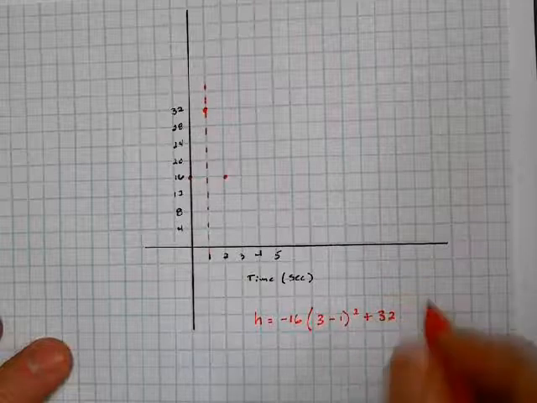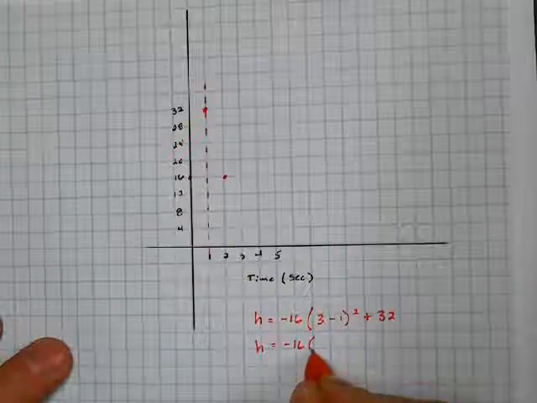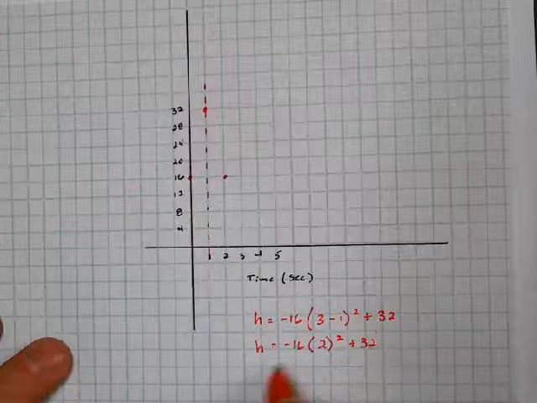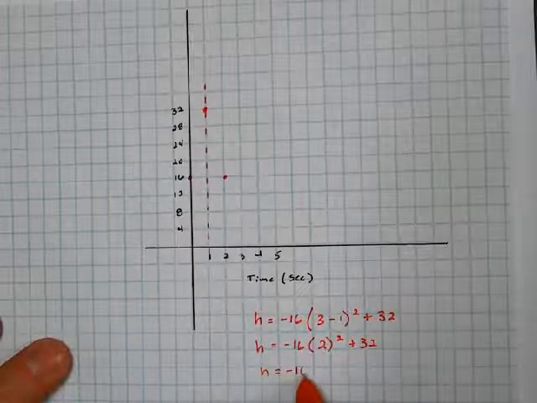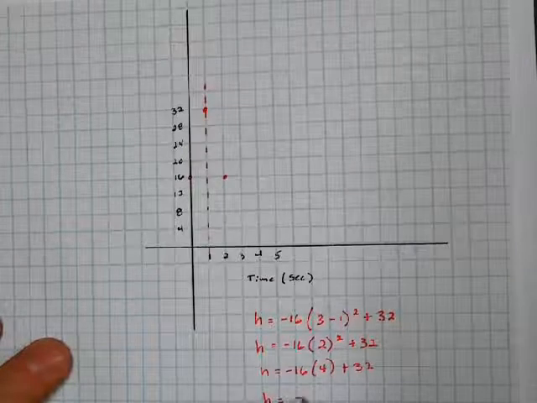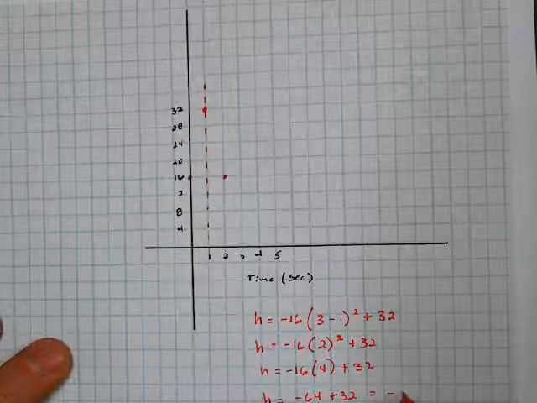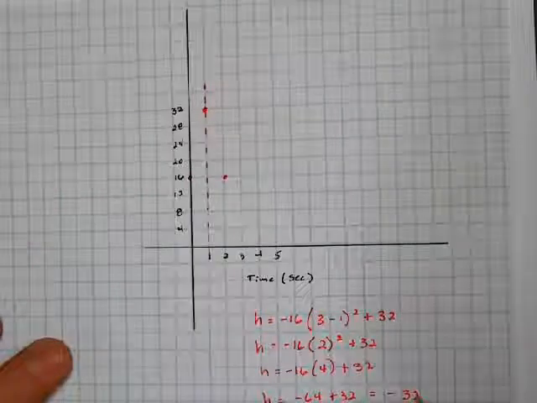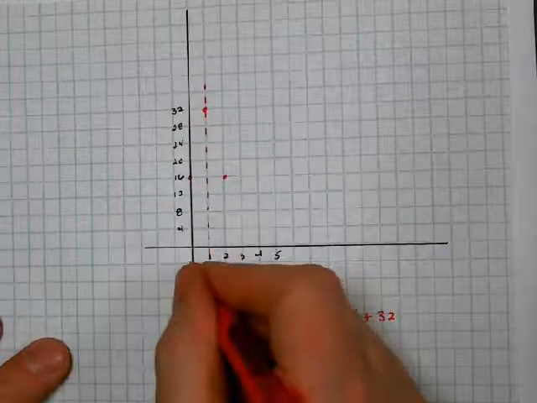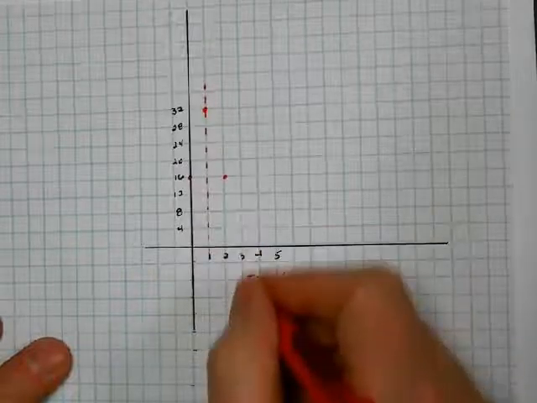We get h equals negative 16 times 2 squared plus 32. So this gives me h equals negative 16 times 4 plus 32. This gives me h equals negative 64 plus 32. So negative 32 feet. That doesn't sound very cool. Negative 32, that'd be way down here. 1, 2, 3, 4, 5, 6, 7, 8. So that would be way down here.